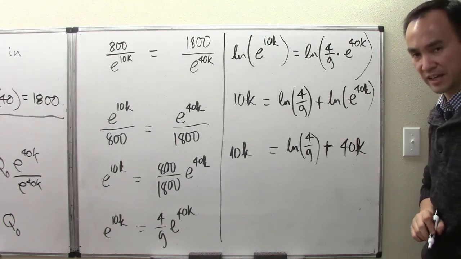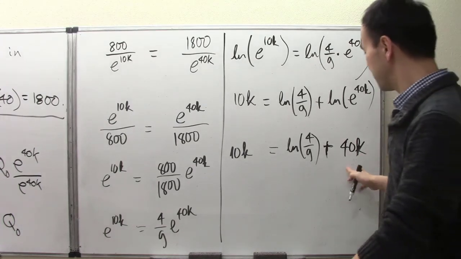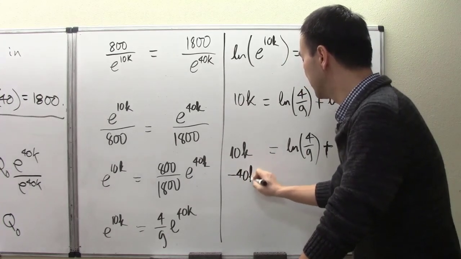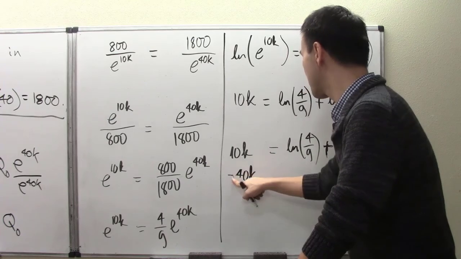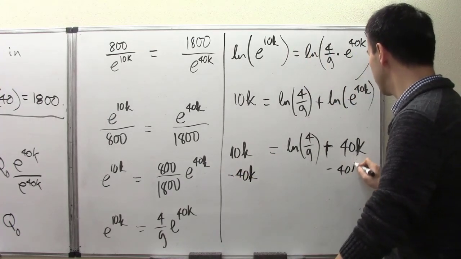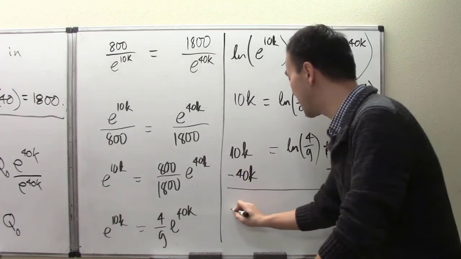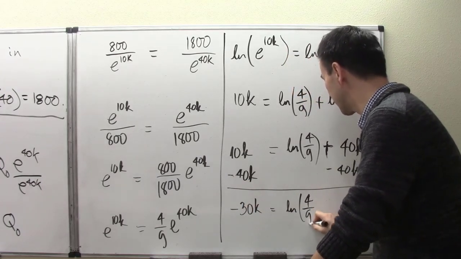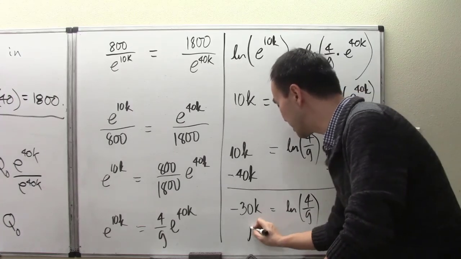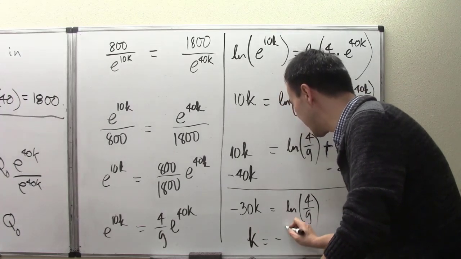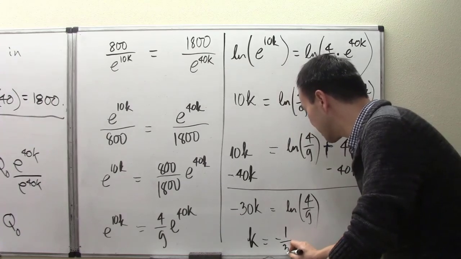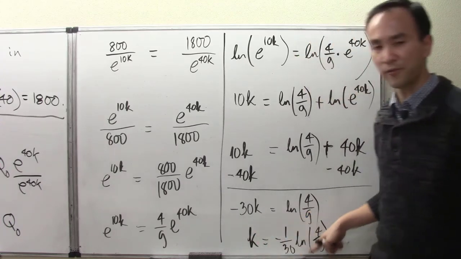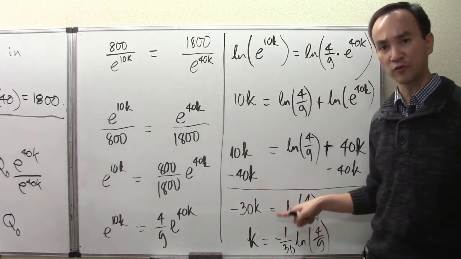All right, 40k there. So now I can bring all the k terms to one side. I'm subtracting 40k from both sides, and that gets me minus 30k equals the natural log of 4/9. All right, so that gives me k equals negative 1/30 times the natural log of 4/9. And this now is ready to provide us a value for k right there.